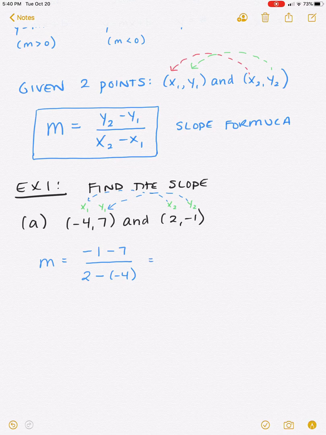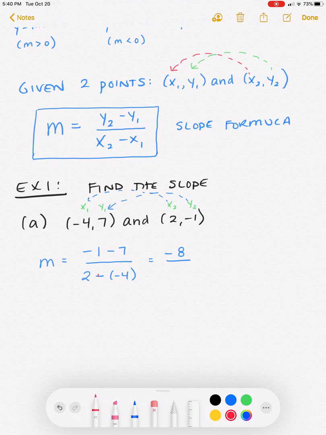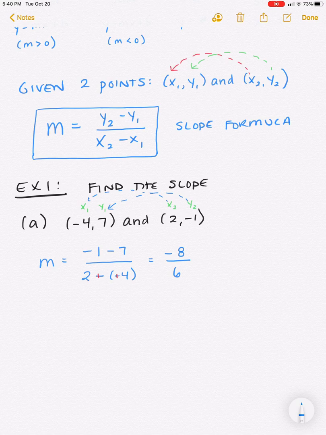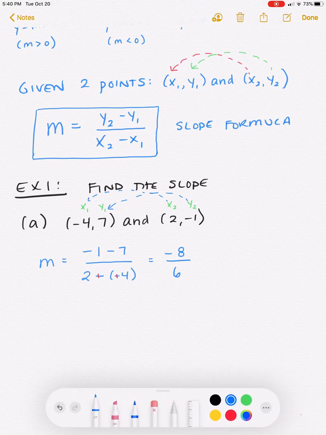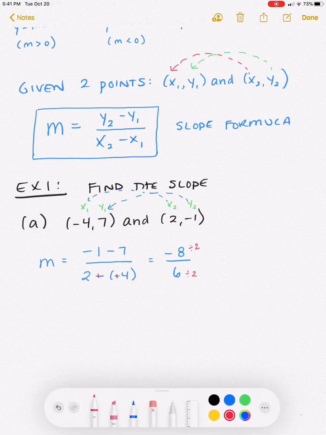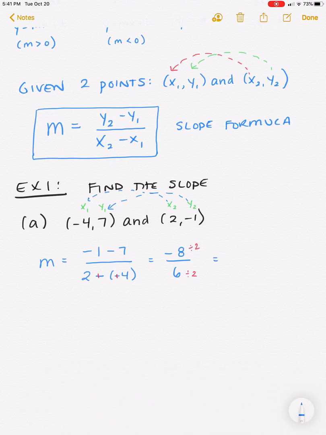So in the numerator, -1 minus 7 is -8. But in the denominator, when we minus a negative, this turns it into plus, and it's actually 2 plus 4. So our slope is -8 over 6. But we always want to reduce our slope. What I notice is we have this common multiple. We can divide the numerator and the denominator both by 2. You can also use your calculator to simplify and use the math frac to turn it back into a fraction. So -8 divided by 2 is -4, and 6 divided by 2 is 3.